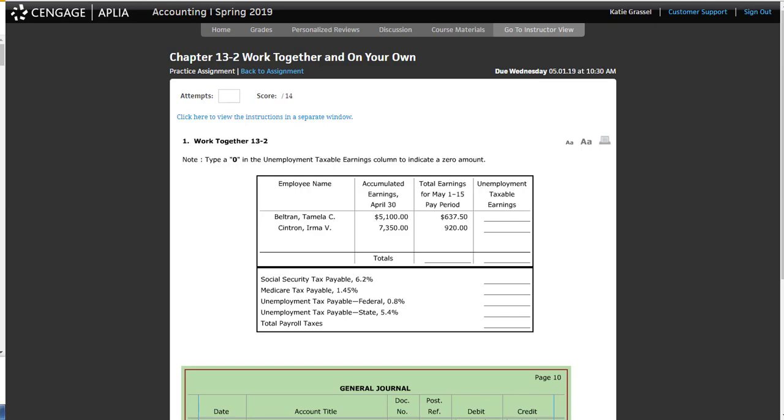Is Tamala going to go above that tax base? If I take $637.50 plus $5,100, is that going over $8,000? So how much of Tamala's earnings am I going to pay taxes on? Which is $637. Because we already paid taxes on this $5,100 before. So for this pay period, the employer is going to have to pay taxes on this $637.50. Agreed? Now I think it should be $9,000 instead of $8,000 as I look at this example.